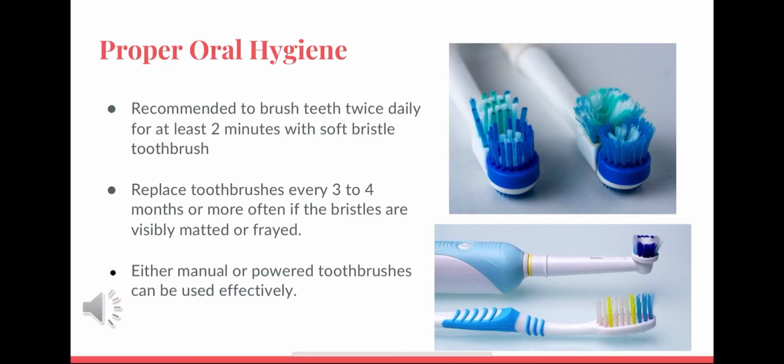The consensus recommendation is for people to brush their teeth for 2 minutes twice a day with a toothbrush that has soft bristles. This can be either manual or electric. You just want to ensure that the bristles are soft. You also want to replace toothbrushes every 3 to 4 months, or even more often if the bristles are visibly matted or frayed. Either manual or power toothbrushes can be used effectively.